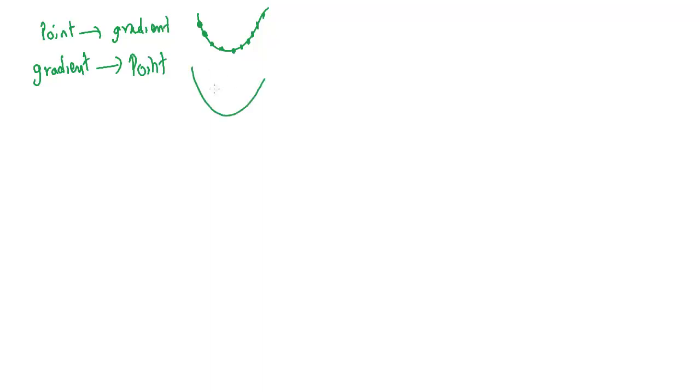That means we know that there is the gradient for a particular point. We have to figure out what that point is. So that is just the reverse. It should not be any different. Let's see.